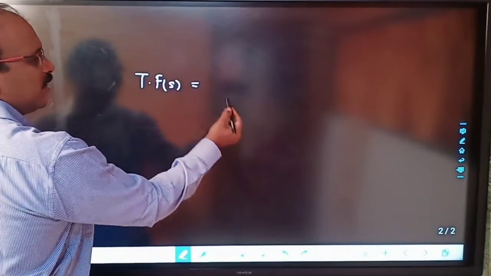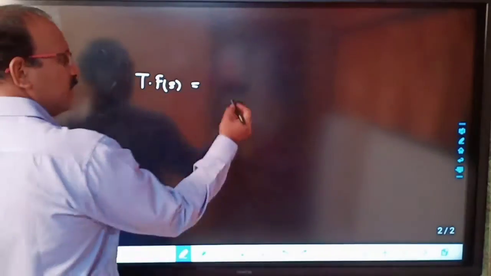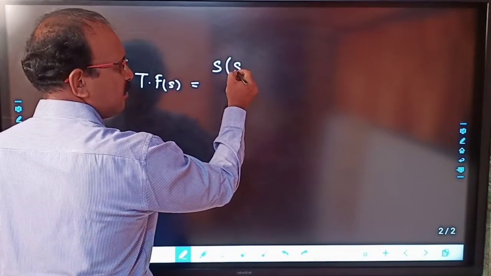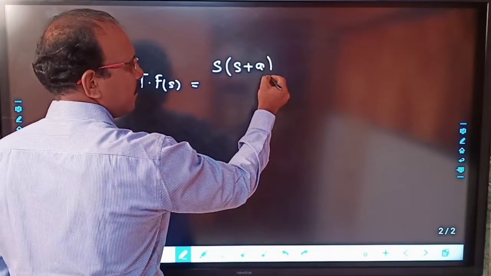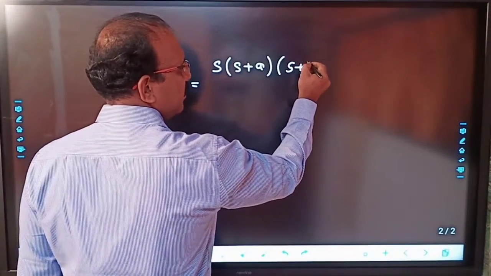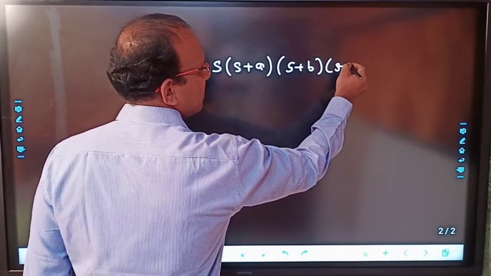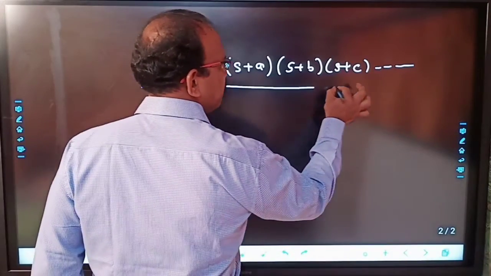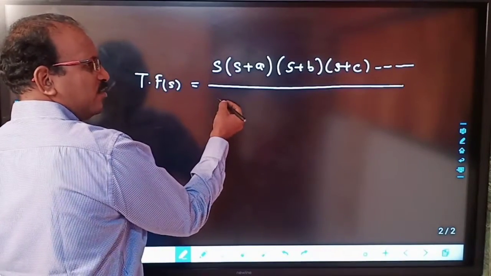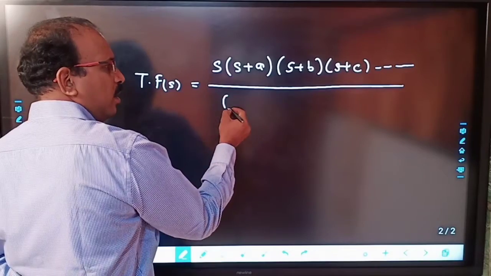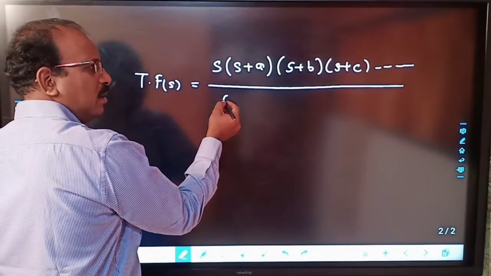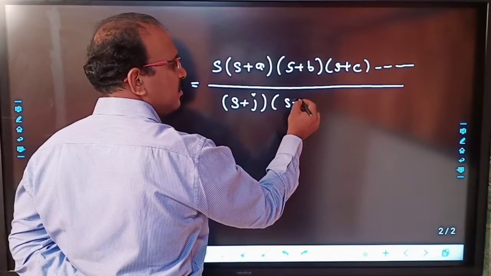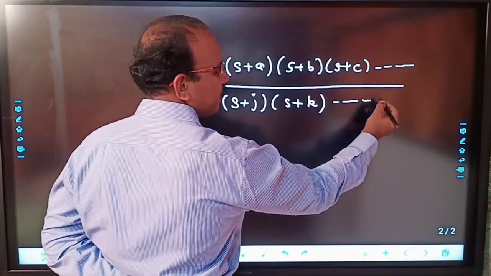We write it with s: something s, or it may be s raised to anything, something s plus a, s plus b, or s plus c, like this. There may be s raised to n. In the denominator we can say s plus j, s plus k, like this.